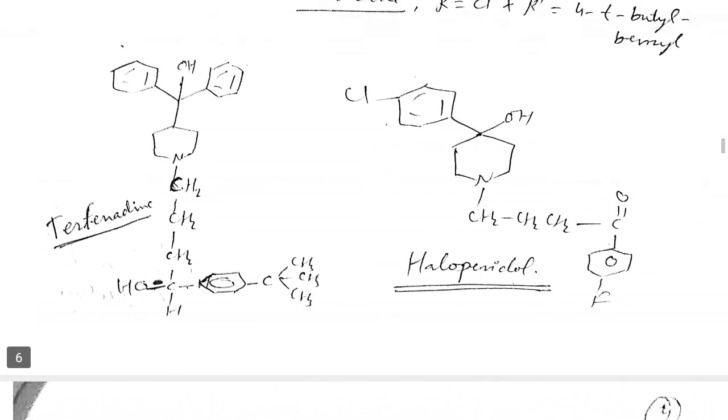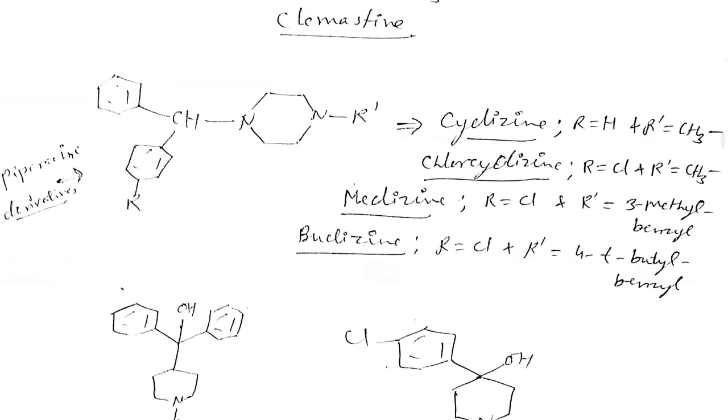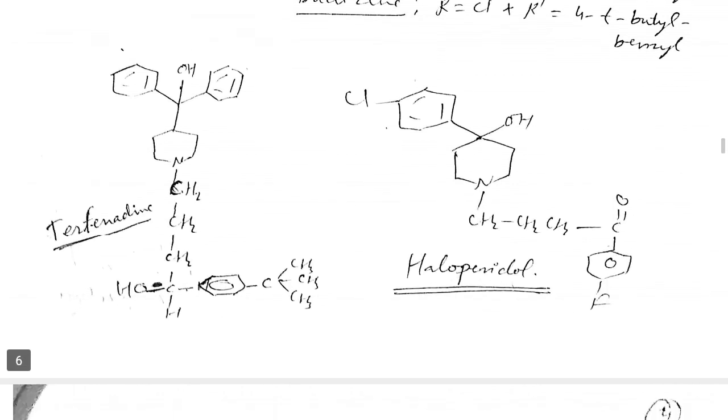So these are the important class of antihistaminics, especially cyclizine, chlorcyclizine, meclizine, and buclizine. In this category, they are still in use, and they are used so much. These are the cyclic basic ring antihistaminics.